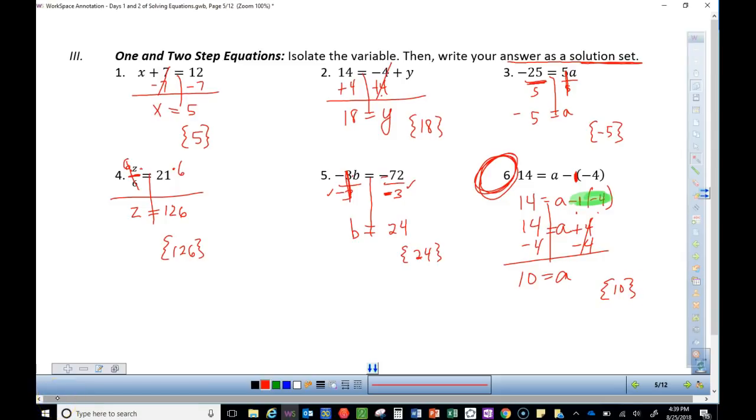How are you doing so far? You might need to pause and think for a minute. This is going pretty fast, so you need to go at the pace that works for you.